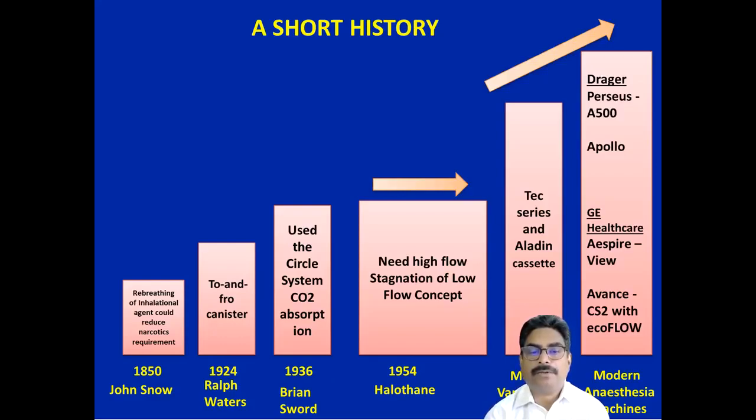But in 1954, after the introduction of halothane, there was a stagnation in the concept of low flow anesthesia because halothane needs high flow. And subsequently, the introduction of Tec series and halothane cassette vaporizers in anesthesia practice, and following that, the introduction of newer anesthesia machines like Dräger Perseus A500, Apollo, and GE Healthcare Aisys CS2 and Avance CS2 with EcoFlow. This Avance CS2 EcoFlow has a separate system to deliver low flow anesthesia.